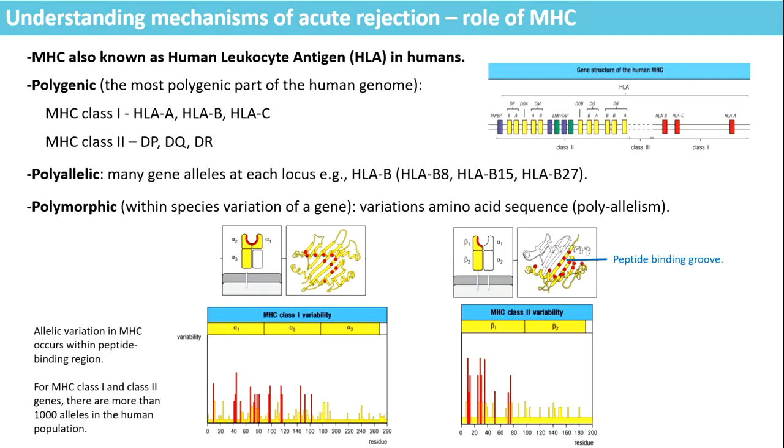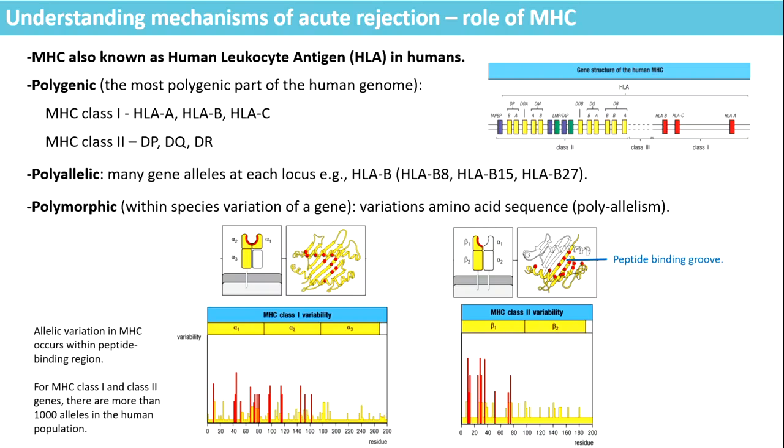So you're getting variation at the amino acid level. And we can see that here if we're looking at MHC class 1 and MHC class 2. This is just showing variations that are highlighted in red. And you can see that these allelic variations are actually occurring within this peptide binding region. If you look here, this is a peptide binding groove. But you can see all these variations are occurring within the N-terminus, within this binding groove.